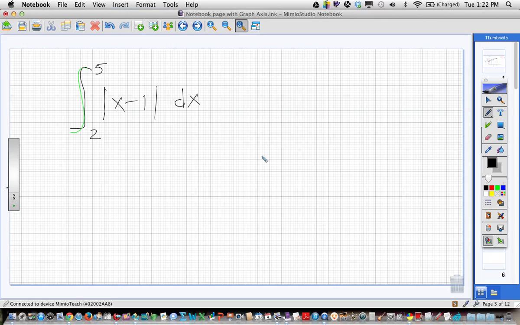And I wanted you to find this area. When you read this, for right now, you read that as, okay, that's an area. It's a number answer, right? Just like when I asked you to find the slope, the derivative at 2, it's a number answer because it's a slope at 2. Well, this is the area under this curve from 2 to 5.